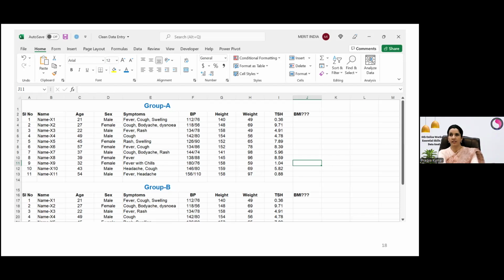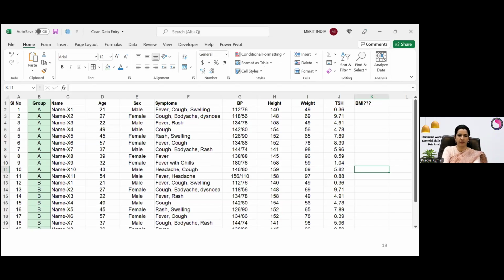No. Dr. Surbhi is writing no. Yes, we cannot perform the analysis. So now again we have instructed that student. So what he has done? He has given a name here. All group A. First he has entered all group A and then he has entered group B.